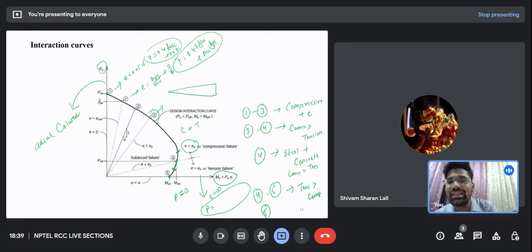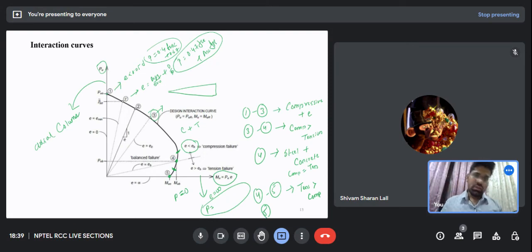So see, everything is linked. From column to beam, the PM interaction is so much linked. From 1 to 5 we have a mixed nature. On the y-axis we have purely column, on the x-axis we have purely beam. Did you get me? I tried to explain intuitively how the PM interaction curve varies from column to beam.